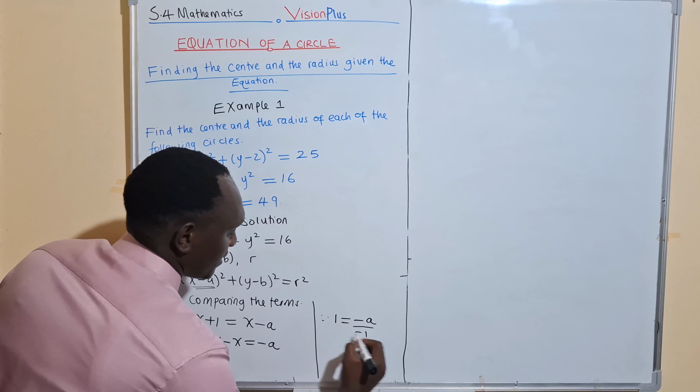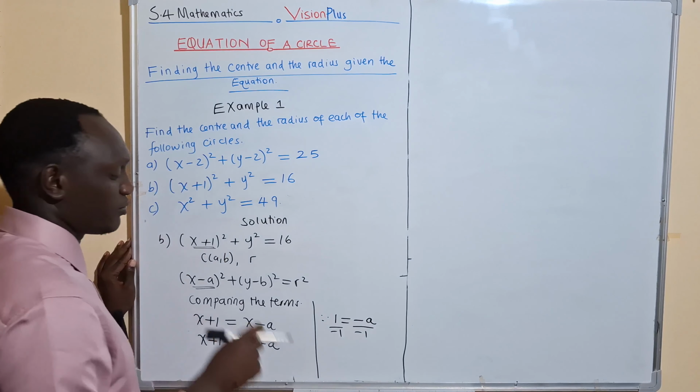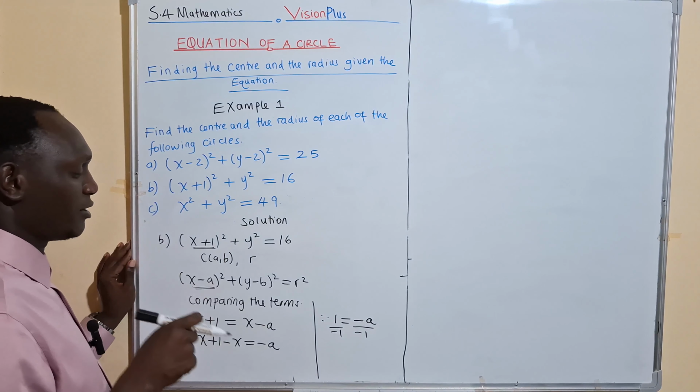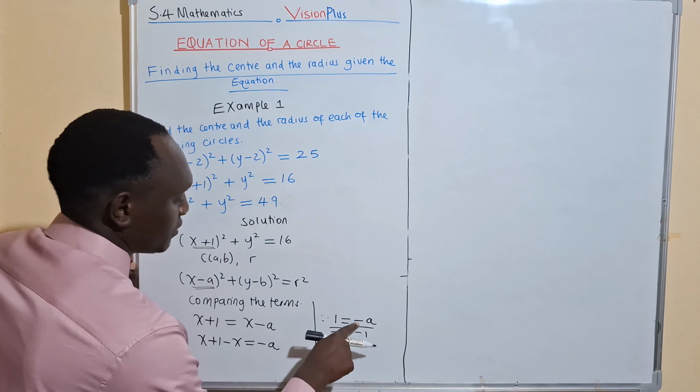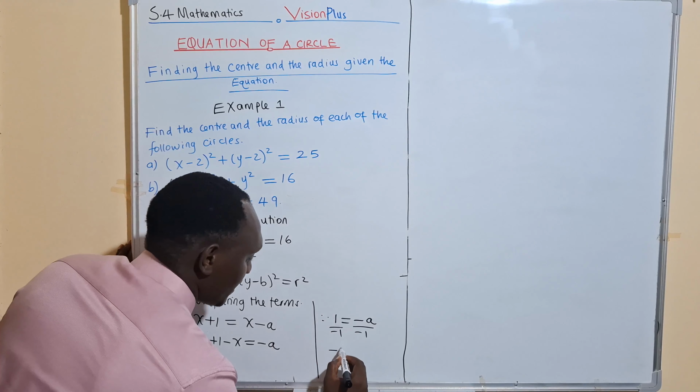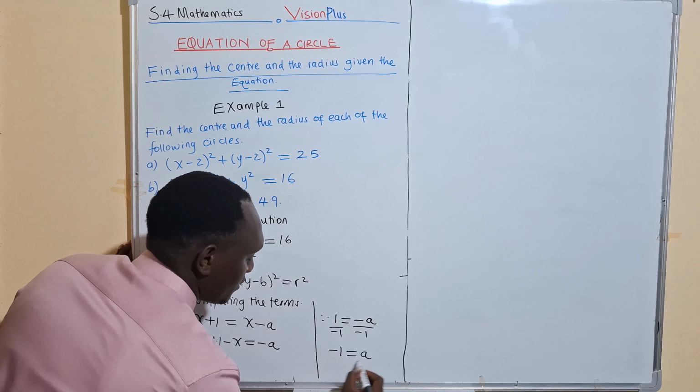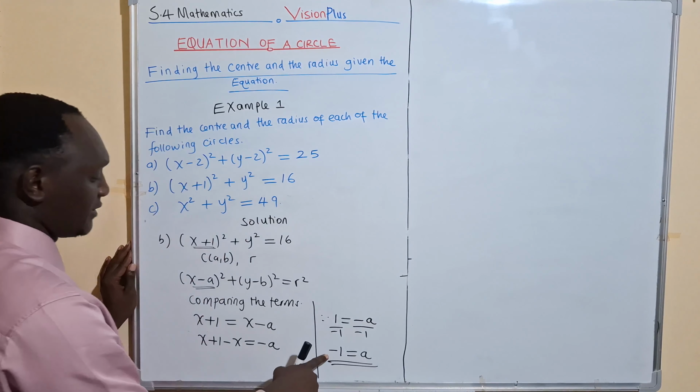Then we divide both sides by negative 1, because we are looking for only a, positive a. So we need to take the sign away. Therefore, negative 1 equals a. So the value of a is negative 1.